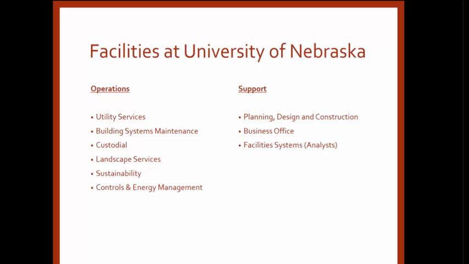Specifically within facilities, we have the various operational groups in utilities, maintenance, custodial, landscape services, sustainability, controls, and energy management. In addition to that, we also have some supporting units that help with those operations, like planning, design, and construction, the business office, and the facilities system, which primarily consists of data and business analysts. This is pretty typical at most campuses.